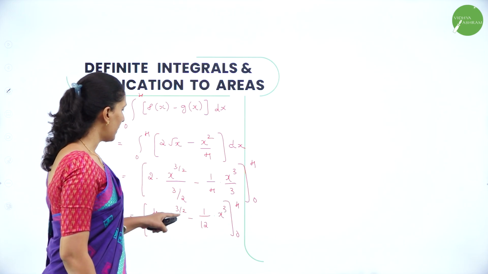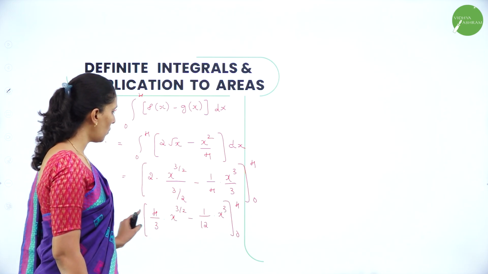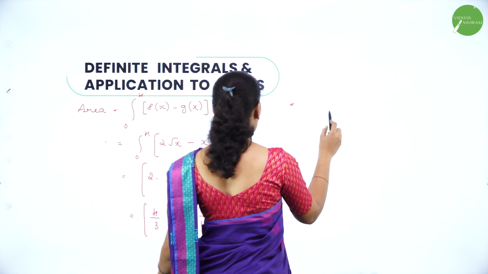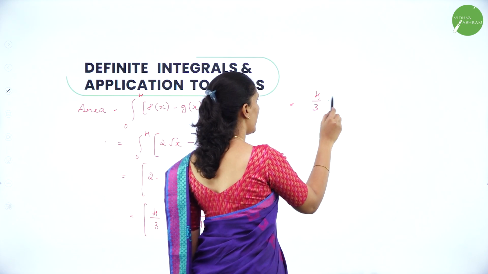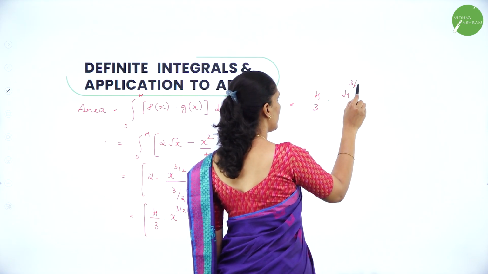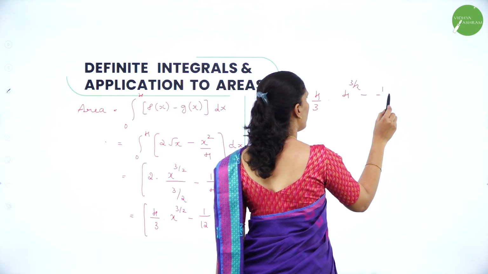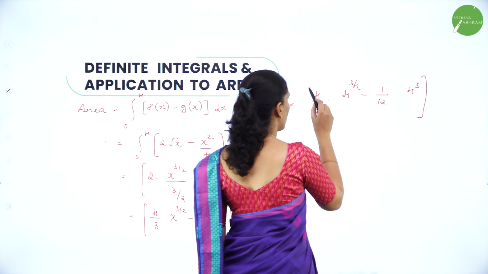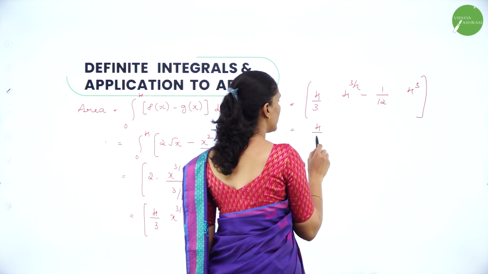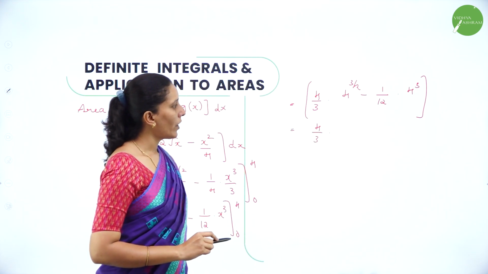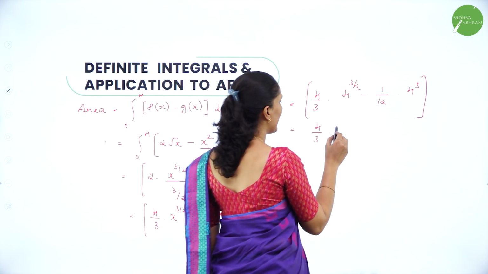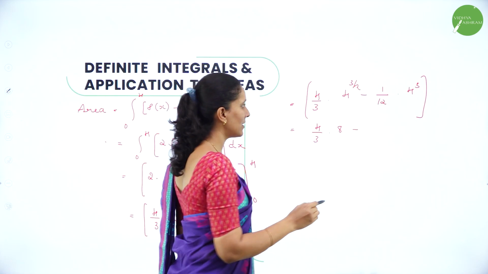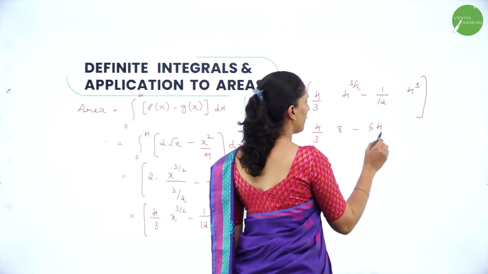So apply the limits. Since the lower limit is 0, the whole expression will become 0. Apply the upper limit now. So we have here 4 by 3 into 4 to the power 3 by 2 minus 1 by 12 into 4 cube. So 4 by 3 into, square root of 4 is 2, 2 cube is 8, minus we have 4 cube, that is 64, 64 divided by 12.